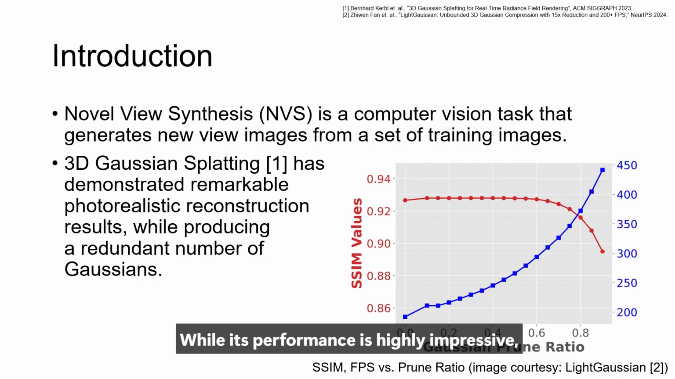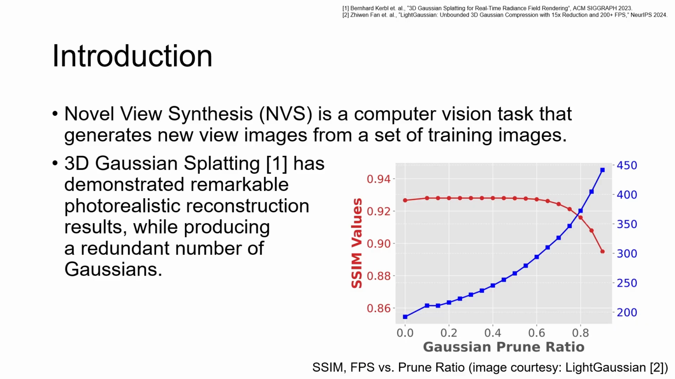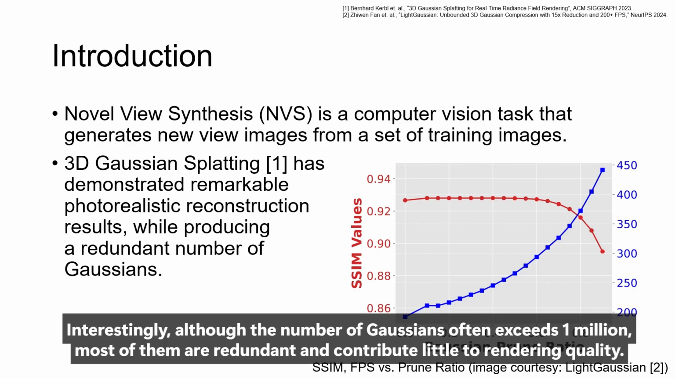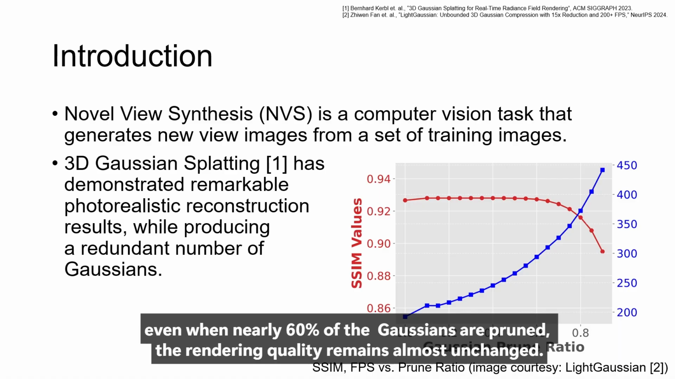While its performance is highly impressive, the explosive growth of 3D Gaussians during training has emerged as a major bottleneck in both training time and memory usage. Interestingly, although the number of Gaussians often exceeds 1 million, most of them are redundant and contribute little to rendering quality, as shown by the red curve in the graph. Even when nearly 60% of the Gaussians are pruned, the rendering quality remains almost unchanged.